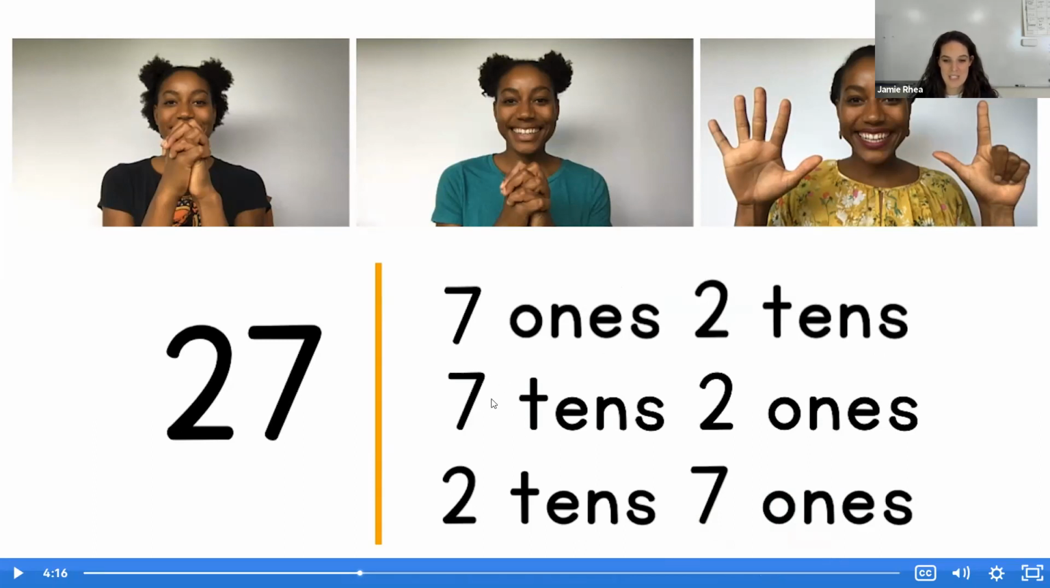Okay, how about 7 tens and 2 ones? Because we don't have 7 tens, we just have 2 tens. So that one's not right. Here's 2 tens, 7 ones. Is that right? Well, we have 2 tens. Did we have 7 ones? Yes. So we could say that this top one here and this bottom one here are correct.